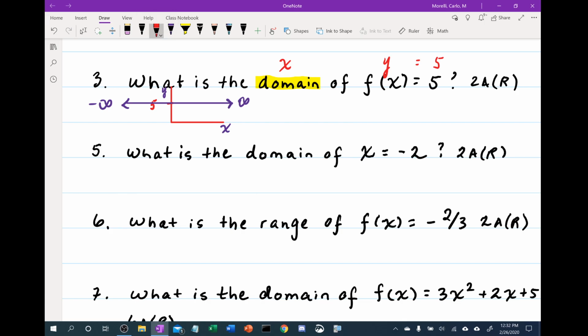So for the domain of any flat line like this, you would just say all real numbers, or negative infinity less than or equal to x less than or equal to positive infinity, or all real numbers. You know, when you get up in school, you'll write it like this. That weird looking R. All real numbers, that's what that means. Okay? That was number 3.